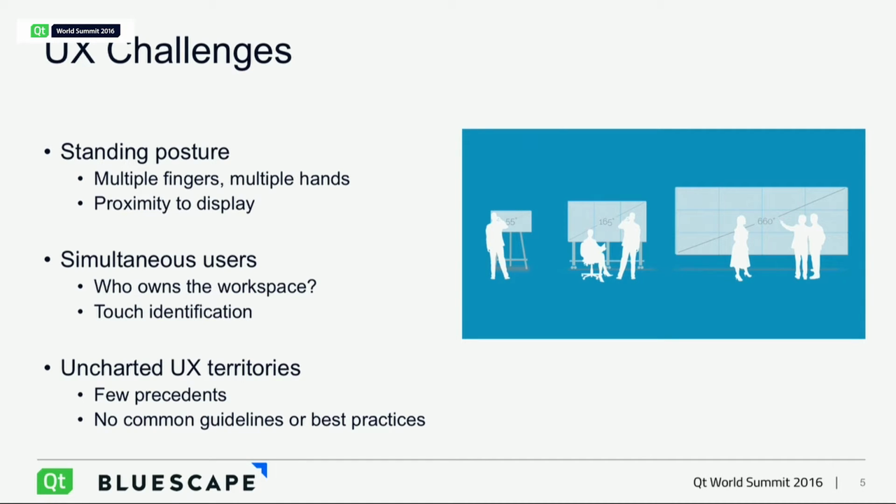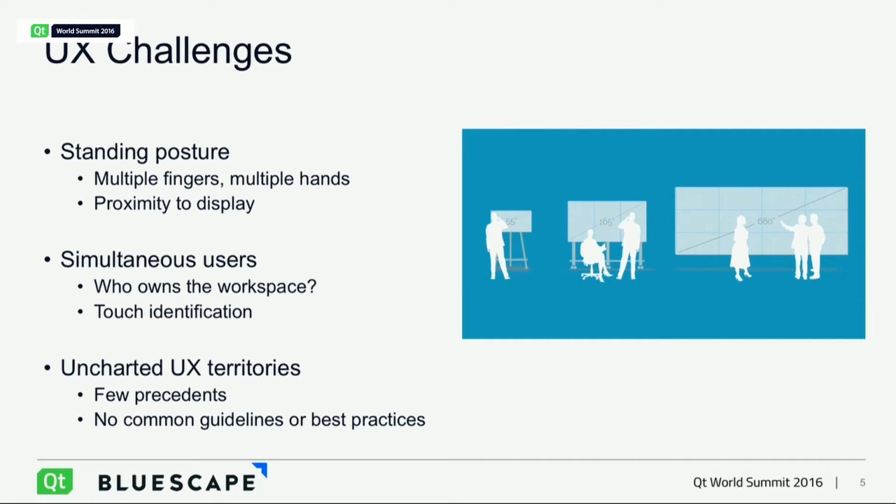There's the concept of simultaneous users. As you can see on the right side, some of our configurations are arrays of displays that we can stack, up to 24 monitors side by side, 55 inches each. So you can have three, four or more people working next to each other. That brings some interesting challenges, such as who owns the data, if somebody changes or modifies something. And if you have the concept of user actions on your backend, how can you identify who does what?